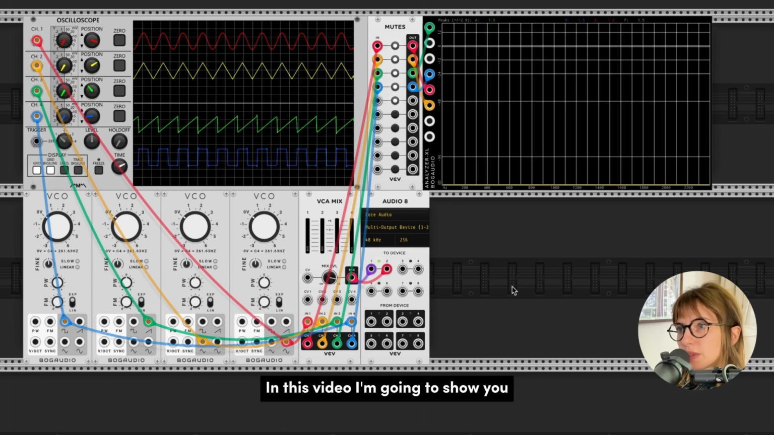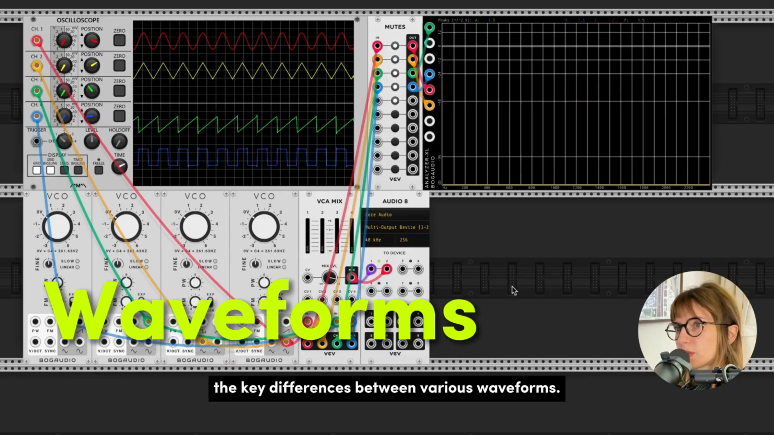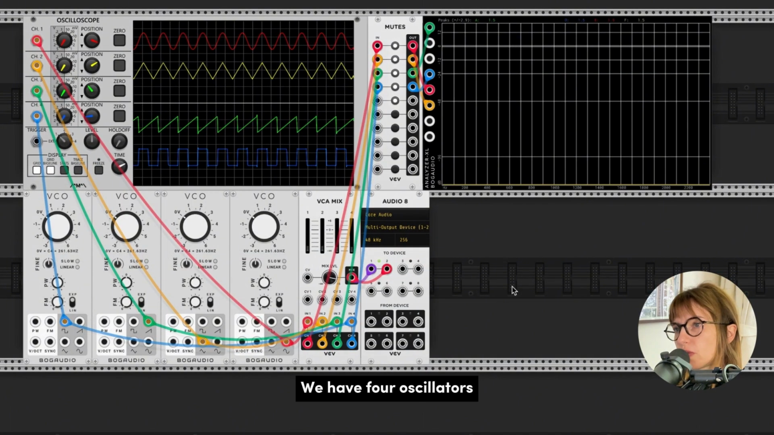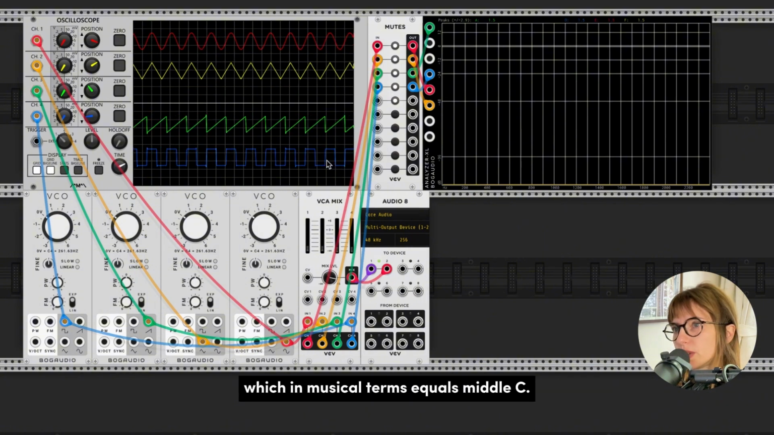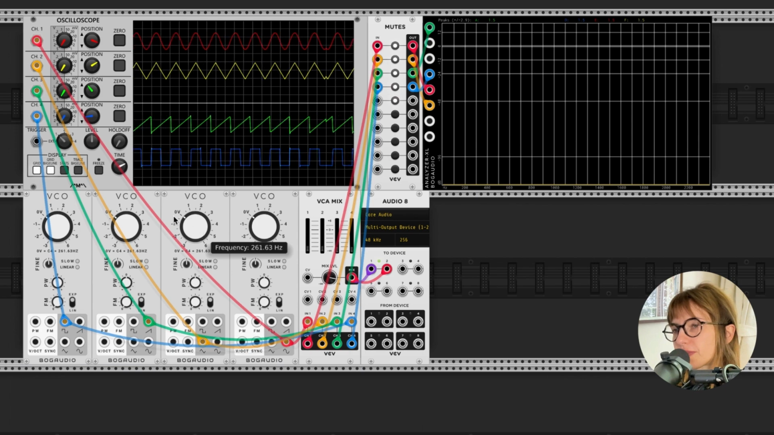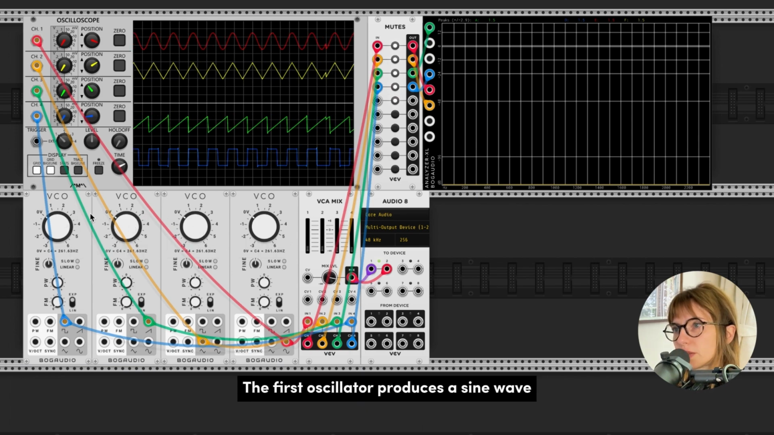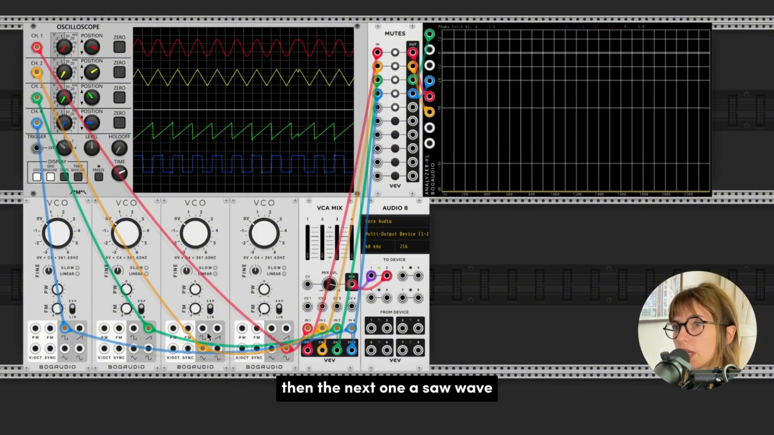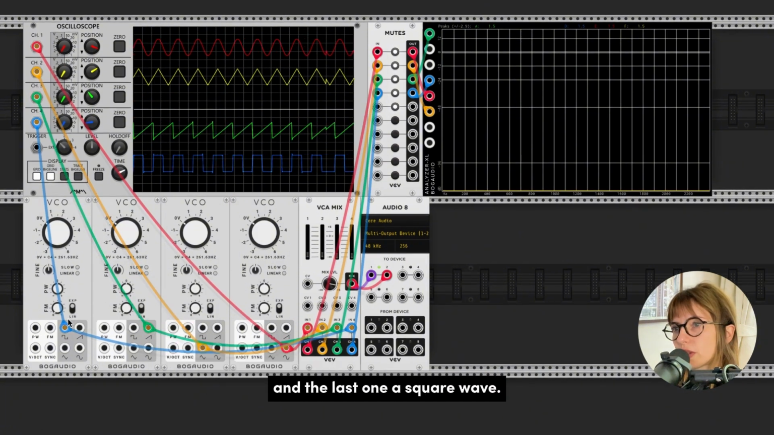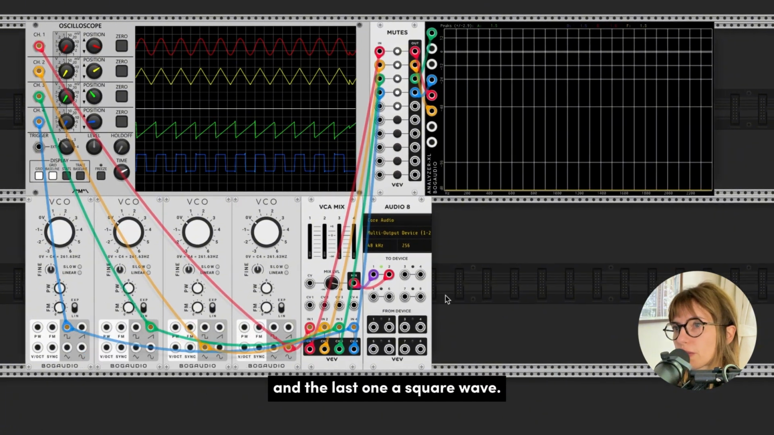In this video, I'm going to show you the key differences between various waveforms. We have 4 oscillators, each set to 261.63 Hz, which in musical terms equals middle C. The first oscillator produces a sine wave, the next one a triangle wave, then the next one a saw wave, and the last one a square wave.